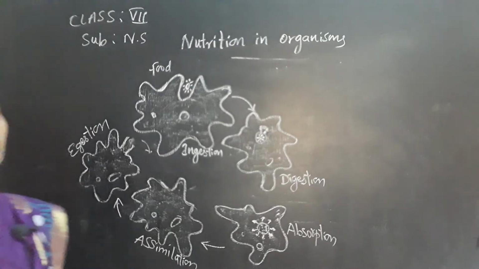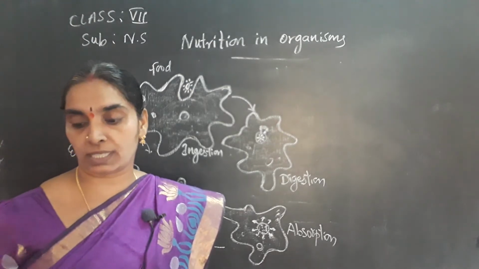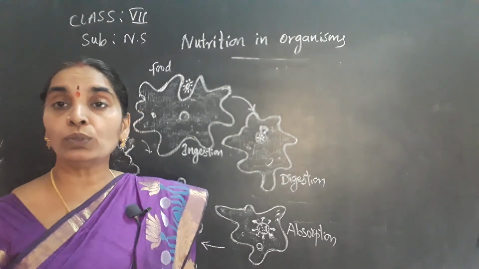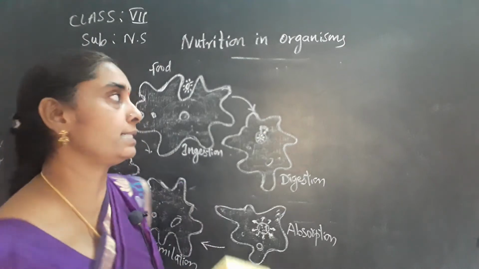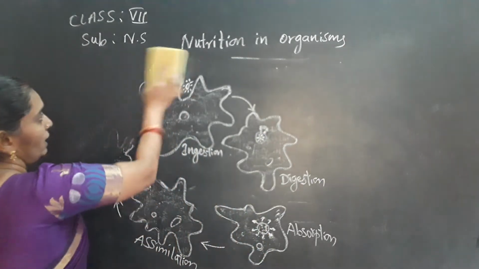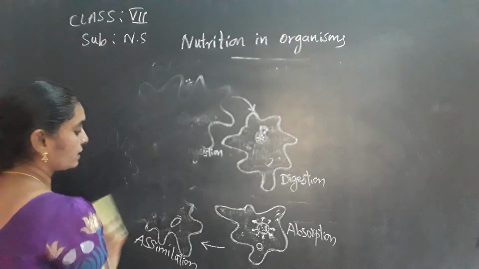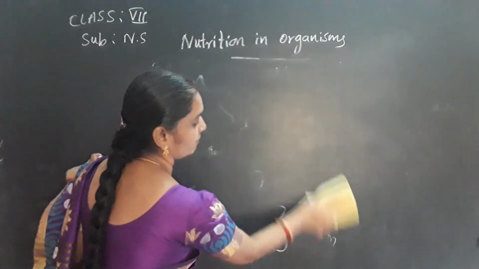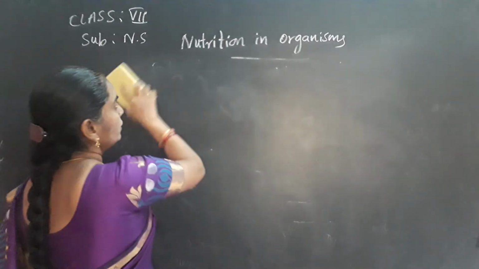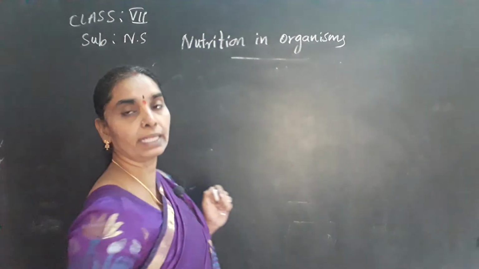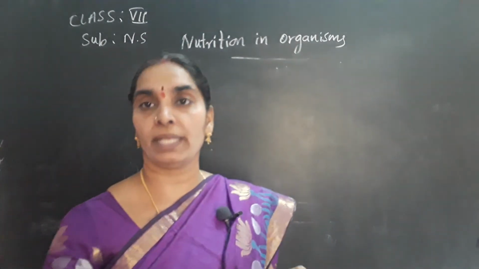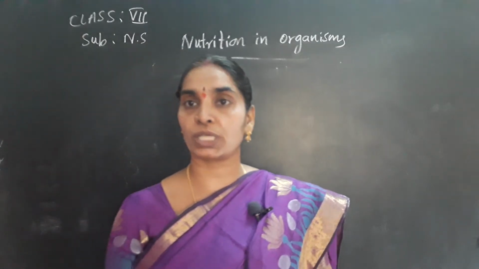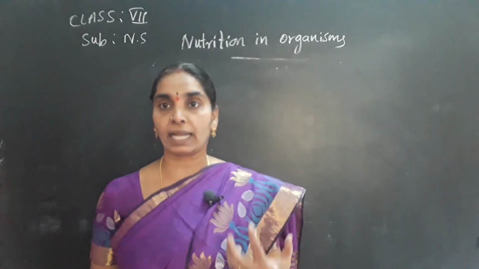Now we will move to animals like cows. How do ruminants like cows take their food? You already studied about the process of rumination in your 6th standard, isn't it? So what is rumination? Rumination is a process of intake of food by the ruminants, that is cow, buffalo, goat, sheep, camel.